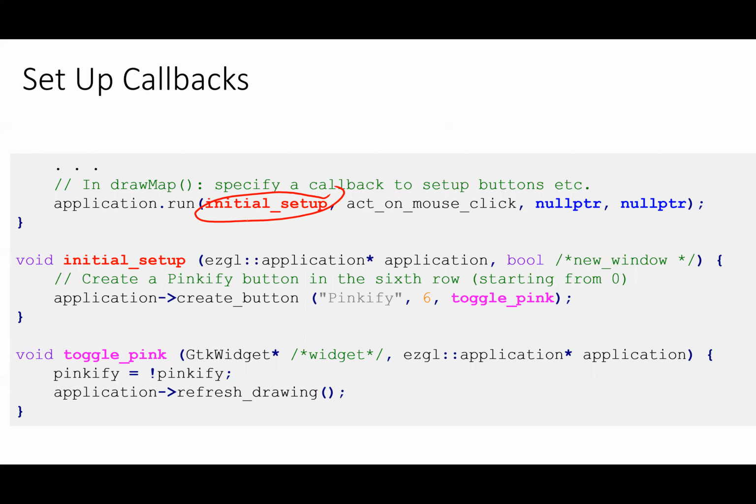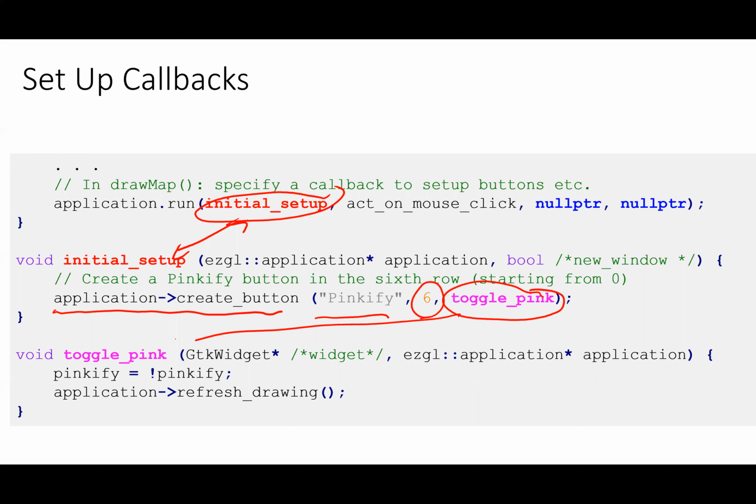Okay, so first thing, set up the callbacks. So I now need to set up this initial setup, and I need to write it. My initial setup callback's really short. I'm just going to say, create me a button, call it pinkify. I want it to be in row 6. So the first row is 0. I want it to be in row 6. And I want you to call this function whenever it's clicked.